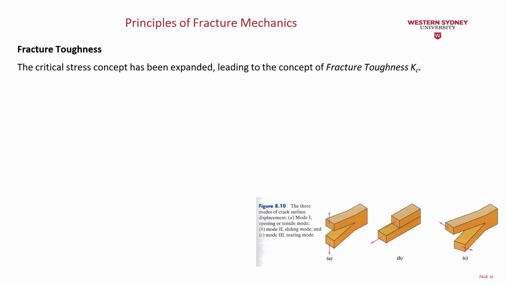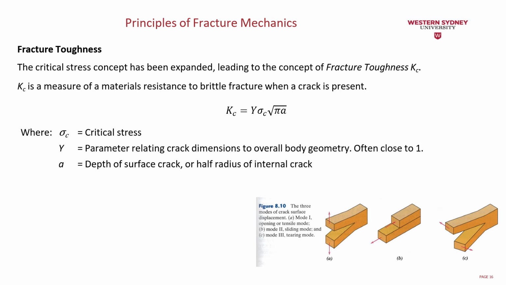The fracture toughness. The critical stress concept has been expanded, leading to the concept of fracture toughness, or Kc. The Kc is a measure of the material's resistance to brittle fracture when a crack is present. Kc can be calculated by the equation: Y, which is the parameter relating the crack dimension to the overall body geometry, often between the range of 0.95 to 1, multiplied by sigma c, which is the critical stress that we calculated from the previous equation, multiplied by the square root of pi a.